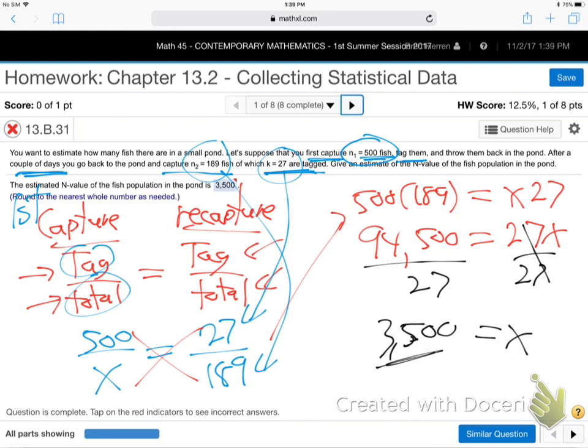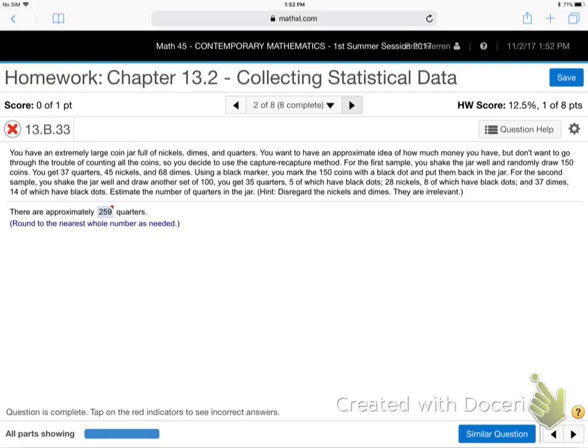All right, now they're going to give us a bunch of these. Let's try to make it a little more simple. It's going to be one of these tag total problems, what we're going to do with coins. You have an extremely large jar full of nickels, dimes, quarters. You want an approximate idea of how much money you have, but you don't want to go through them all. So you decide to do capture, recapture with your piggy bank, basically.